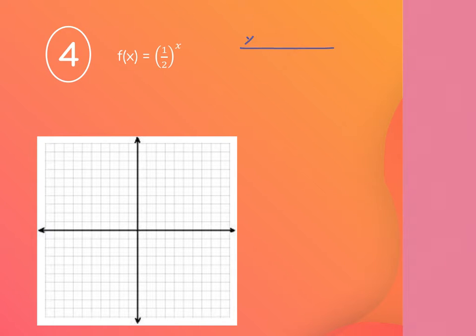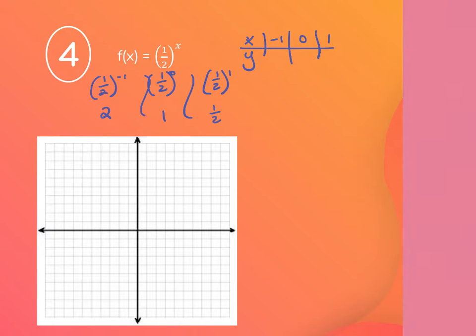So if I plug in my points, same ones, -1, 0, and 1, and I did a half to the -1, and then a half to the 0, and then a half to the 1. So now the number's not in the top and it gets brought to the bottom with the negative. Now the negative exponent takes that 2 and brings it to the top, right? So this becomes 2, this is 1, and this stays 1/2. So -1, 2, 0, 1, 1 and a half. And it starts low to the right this time and increases to the left.